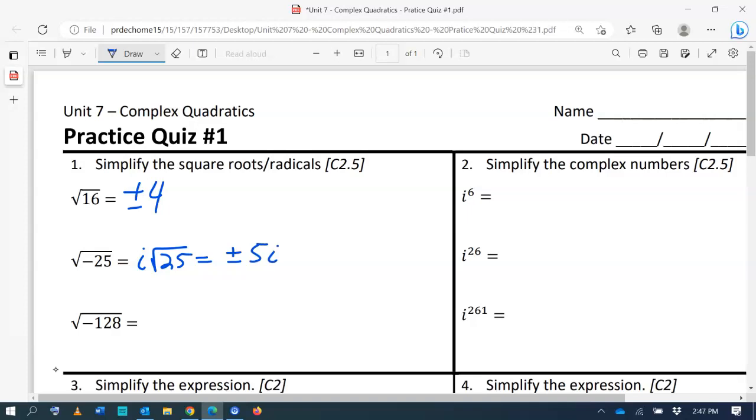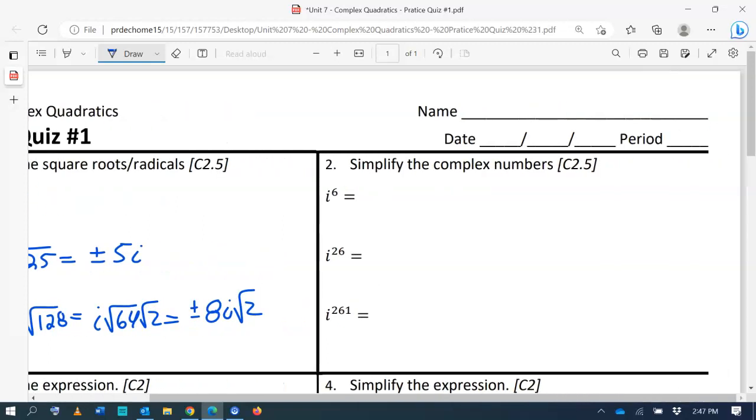And then square root of negative 128. So first step, pull the i out, 128. And I want to see if we can simplify by dividing by a perfect square. We can by dividing by 64. So we get i times the square root of 64 times the square root of 2. And that is equal to, square root of 64 is 8. i square root 2, and it's plus and minus.